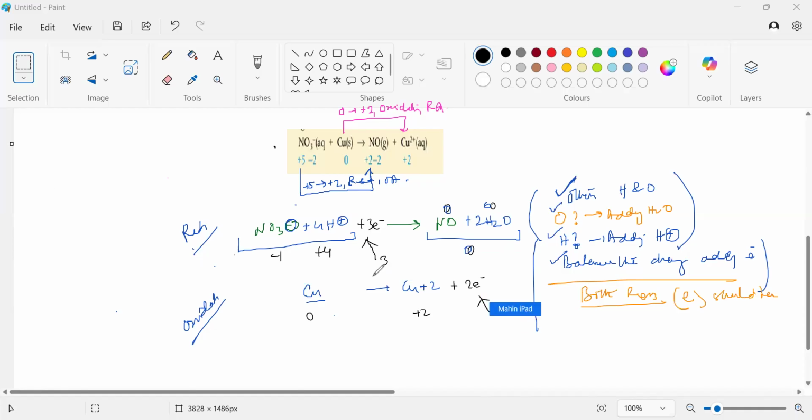Here 3, here 2. What do we do? We multiply this equation by 2 and this equation by 3, and write the equation again, right?